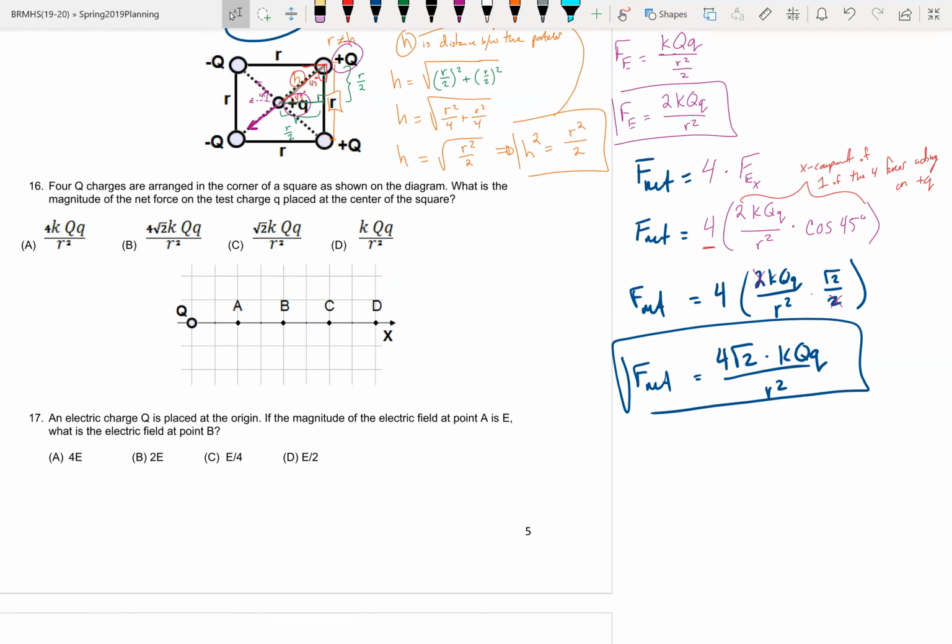Is that an answer choice? 4 square root 2 k q over r squared. There it is. Okay, those are the force multiple choice questions. That's it for today.